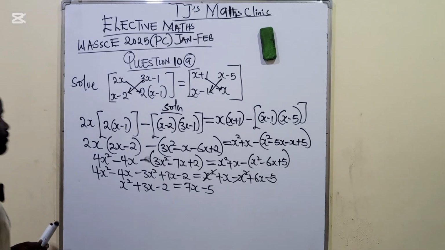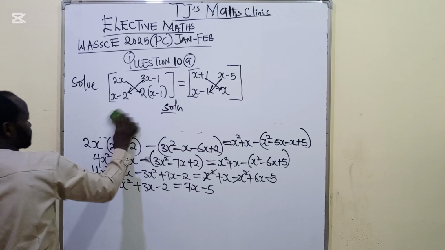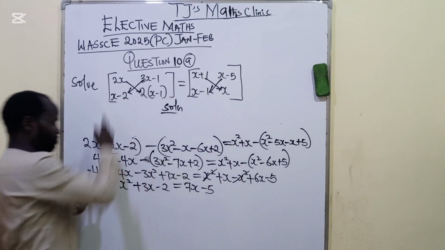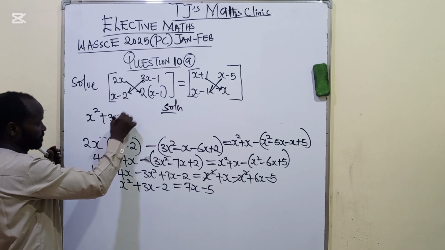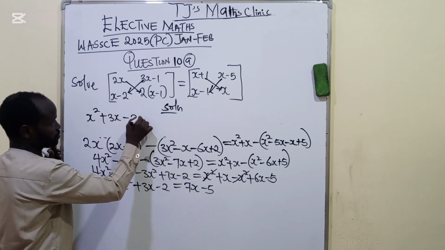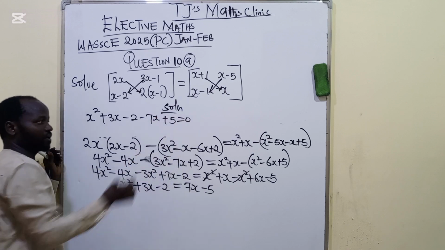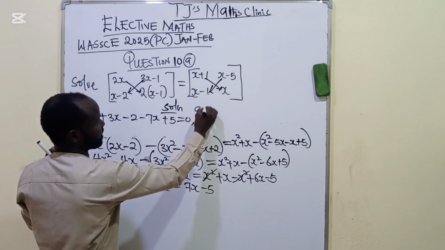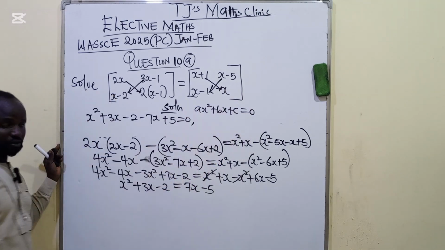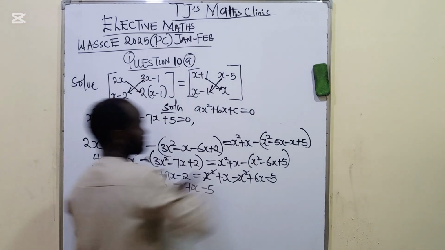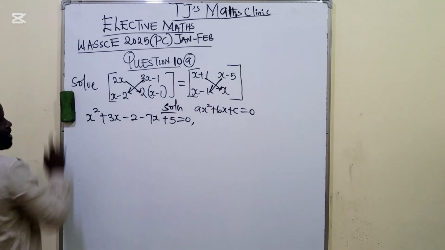So this is a quadratic equation. Of course, I can rearrange it. We have x squared plus 3x minus 2. Let's transfer this, it will be minus 7x plus 5 equals 0. Because a quadratic equation is of the form ax squared plus bx plus c equals 0, given that a is not equal to 0. Very important. We are solving for x now.